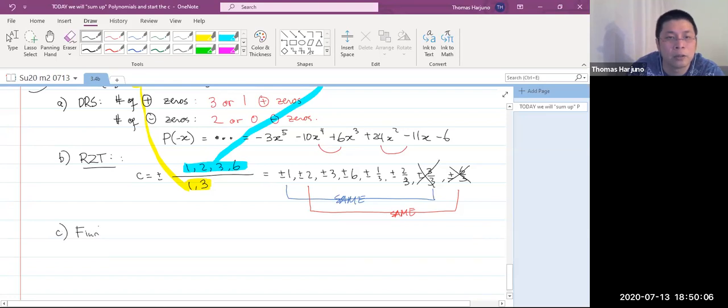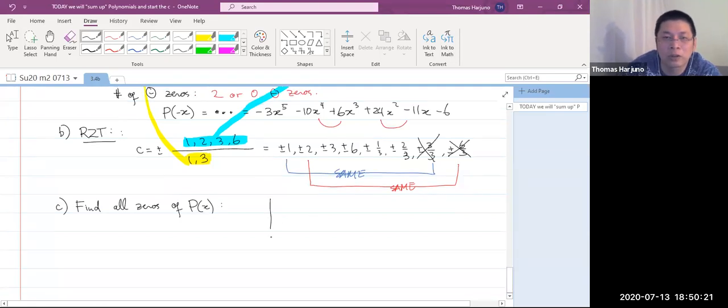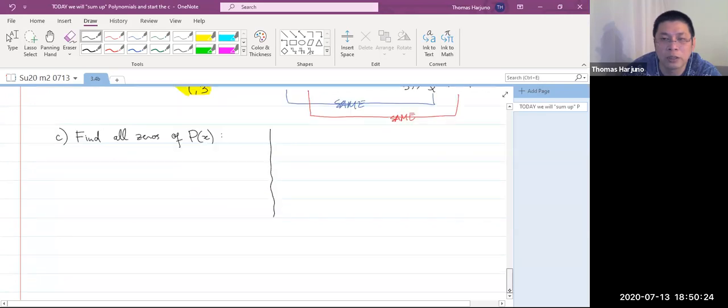Find all zeros of P(x), including the complex ones, if any. Now, on my right-hand side here, I will use that as my scratch paper. In your test or your quiz, you don't need to show me your scratch work. The only thing you need to show me are the numbers that give you zero. I show you my scratch paper here so that you see the way I think, which is more important though.